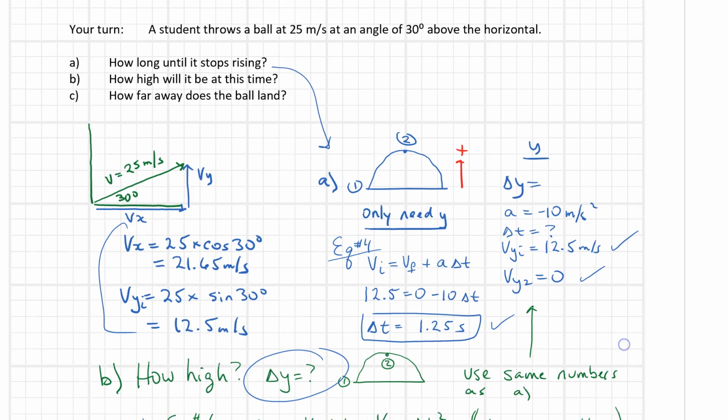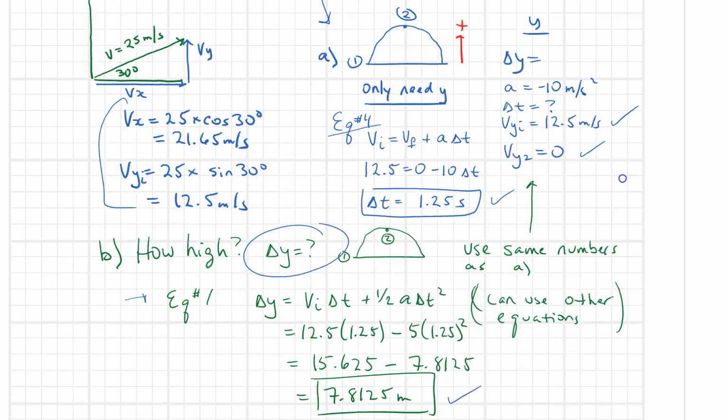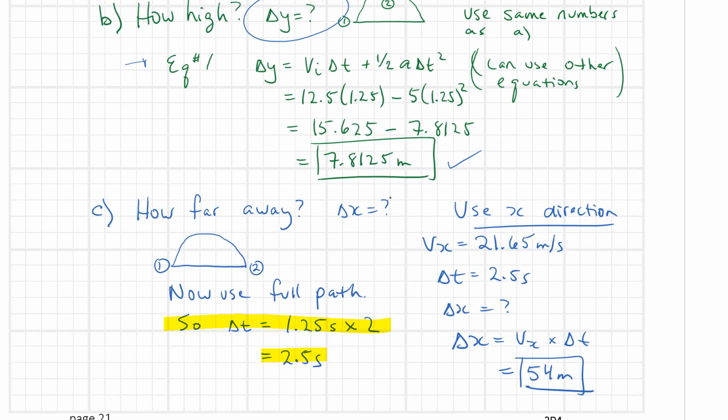The last question was, how far away does the ball land? Really, we're asking about the delta x in that situation. And at this point, you have to consider that whole path. So what I did in my question is I said, well, I had already calculated the delta t to the halfway point was 1.25 seconds.